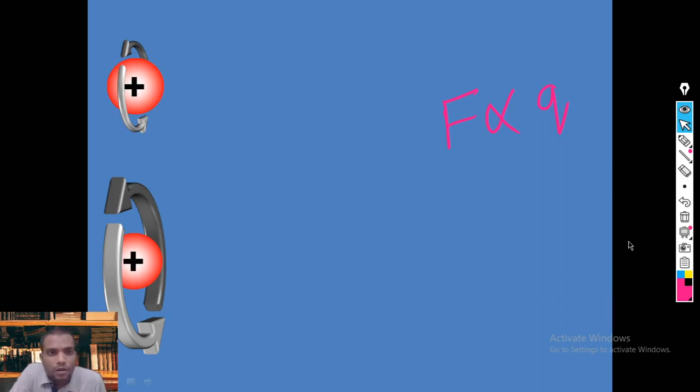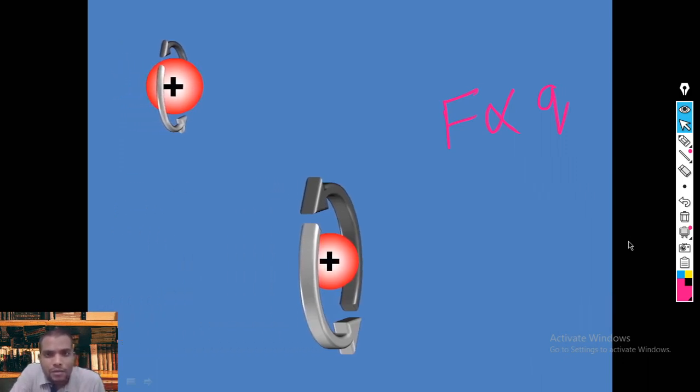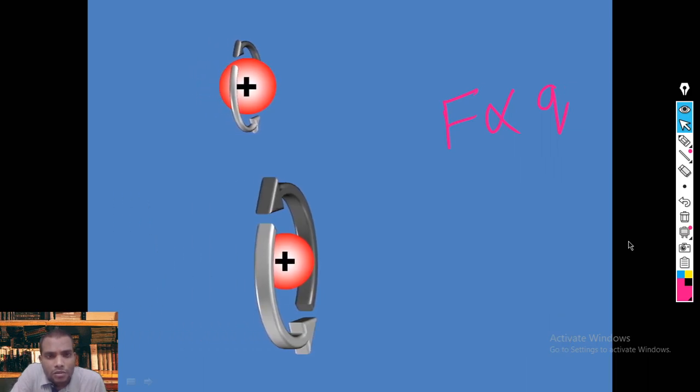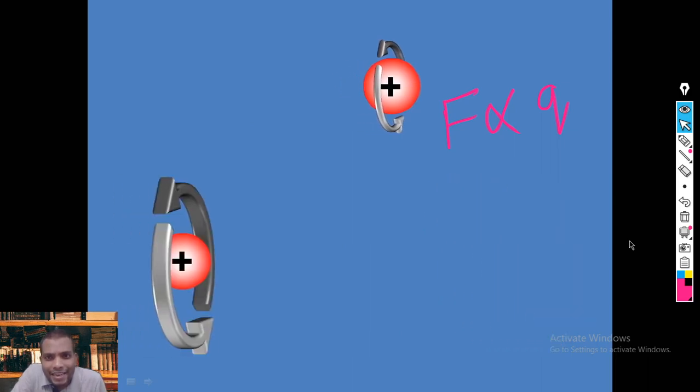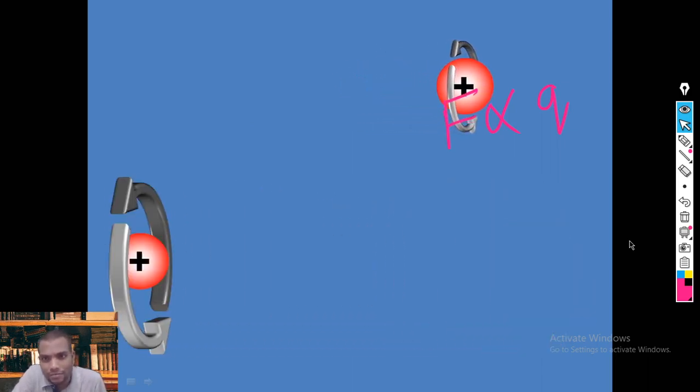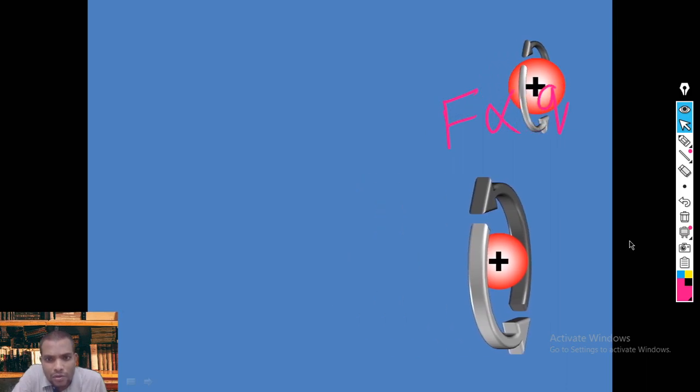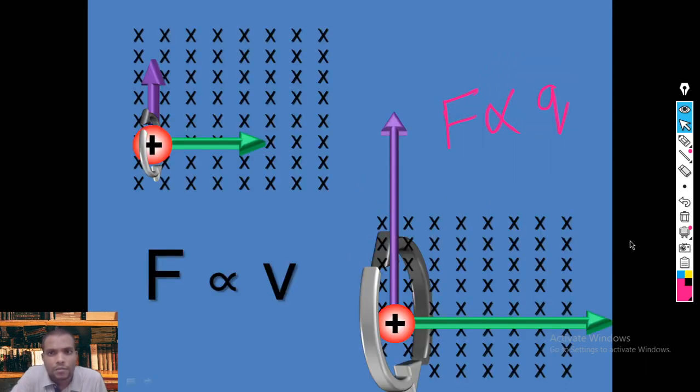Now, according to experimental evidence, the force on the moving charge is directly proportional to velocity. Here you can see two charges moving with different velocities. The charge moving with less velocity experiences less force, and the charge moving with more velocity experiences more force. So this is also experimental evidence.